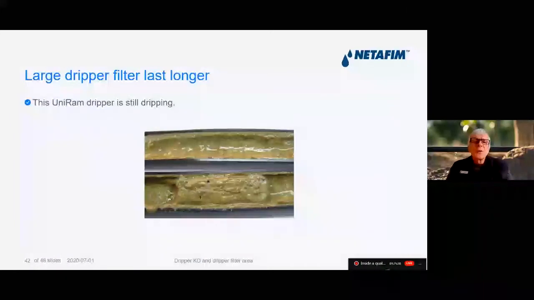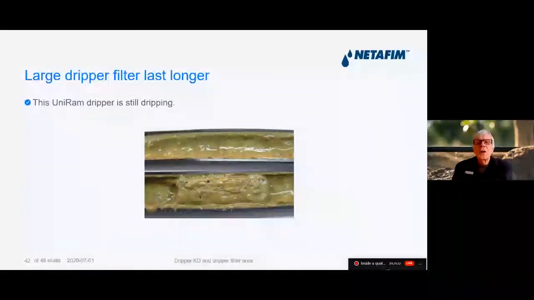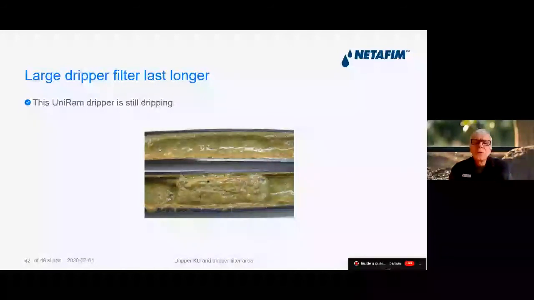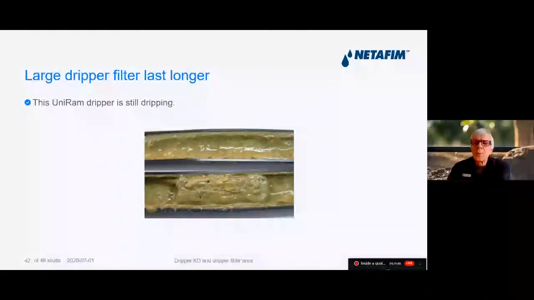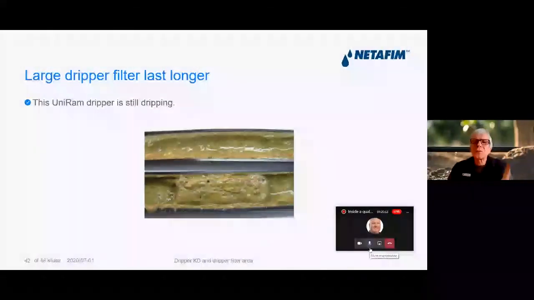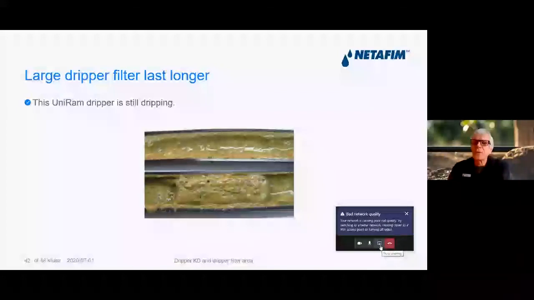Now, there may be a bit of disruption. Just what I wanted to show you is that the screen you saw in front of you is a UniRam dripper, where the dripper line and the dripper itself is totally clogged up with slime. And yet this UniRam dripper is still working. I'm going to show you now why that is. So there's going to be a bit of disruption because I'm just going to unshare my screen, and then I'm going to show you some 3D images.